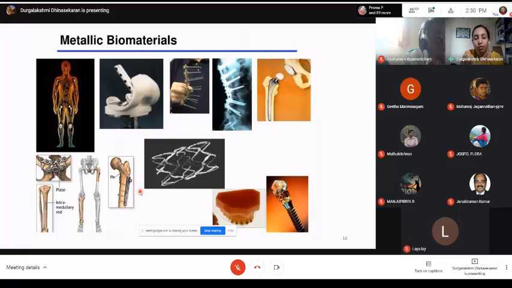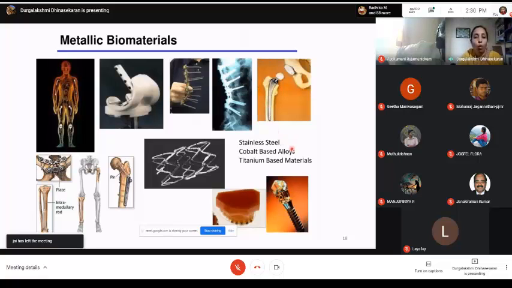Where polymer will be very flexible and ceramics will be very brittle, it will be breakable. So where loading is needed, this metal will give the support and withstand the load at those conditions. Okay, like hip, knee, shoulder and all, they will be using these metallic materials. And the biomaterials presently used mostly come under the category of stainless steel, cobalt, titanium and alloys. Stainless steel was the first material widely used, then came the cobalt based alloy, and presently they are widely using the titanium based materials.